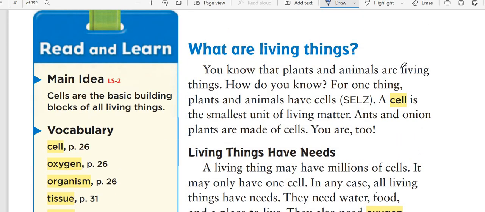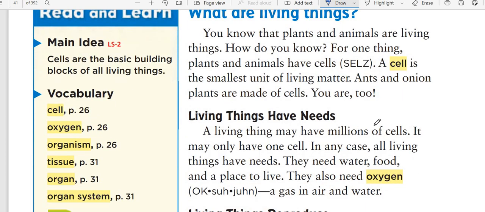You know that plants and animals are living things. And how do you know when I say something is a living thing? For one thing, plants and animals have cells. A cell is the smallest building unit of living matter. Ants and onion plants are made of cells, and you are too. So all of the things around us are made of cells.